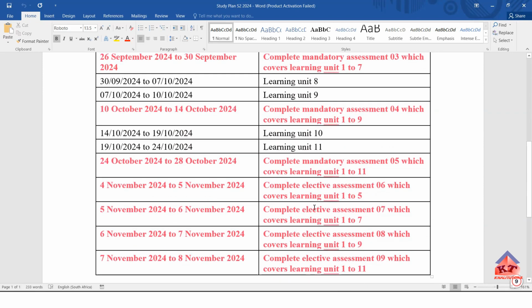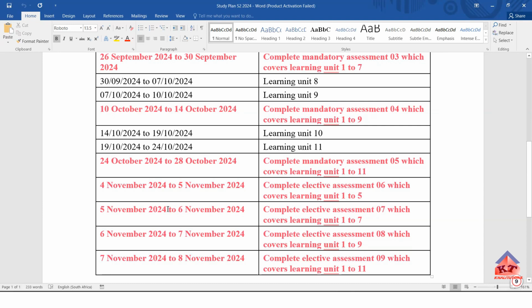The last 4, these ones are your electives, and you must take note of the fact that you'll only have 1 day to do them. So, assignment number 6, you'll have between the 4th and the 5th to do the assignment. Assignment number 7, you'll have between the 5th to the 6th. You must note that these ones, you'll have a span of about 4 days, let's say 5 days, to do all these 5 electives.